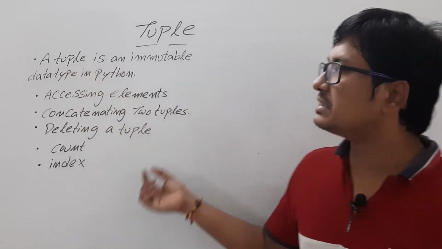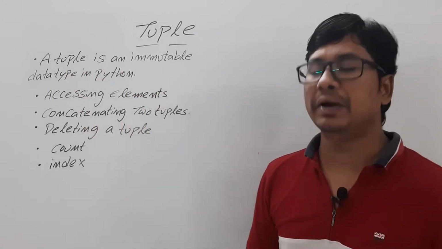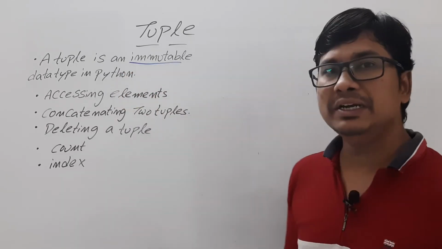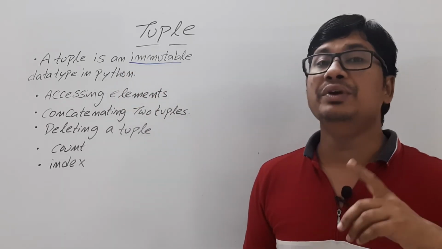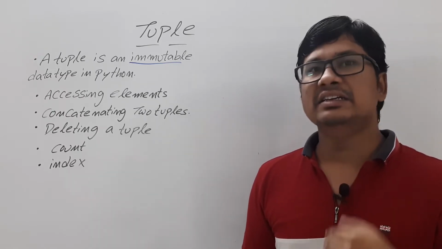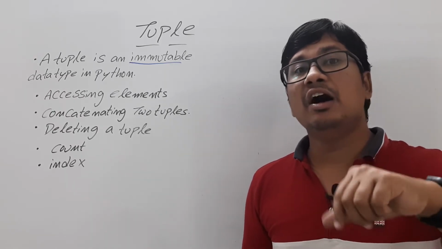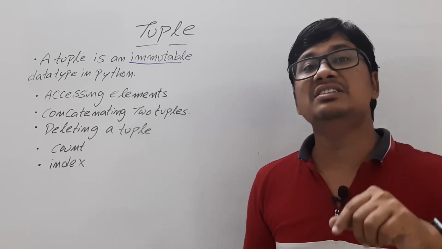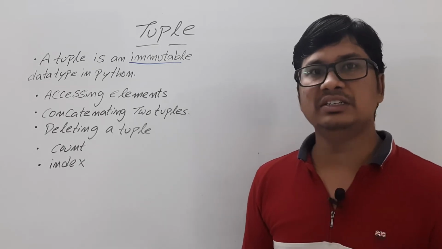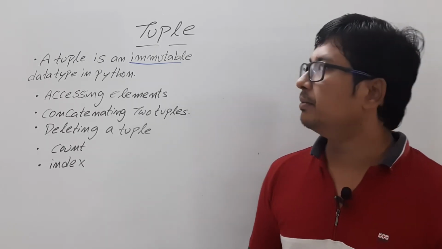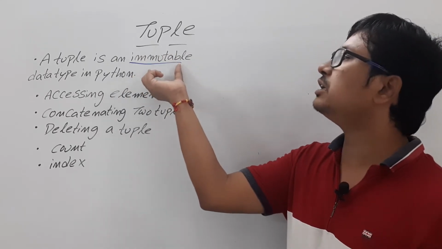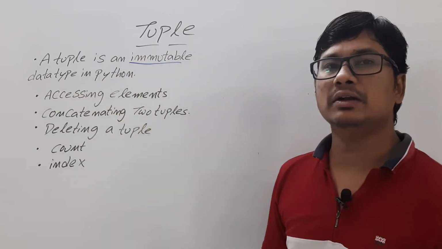Now, a tuple is an immutable data type in Python. This is very important. Immutable means the elements which are there in the tuple we cannot change. When I discussed about the lists, array, string, all these things, they are mutable. Meaning is that we can change the elements inside an array and also in the list and also in the string. But in tuple it is not possible. So that's why a tuple is an immutable data type in Python.